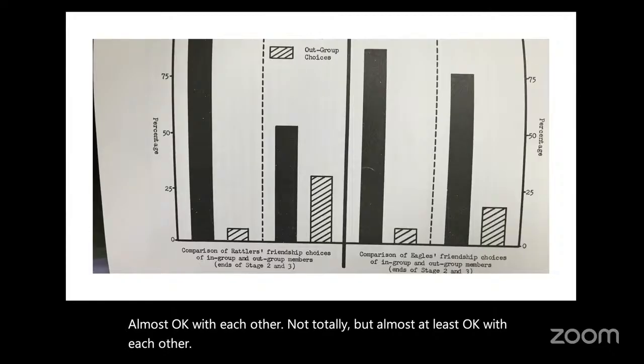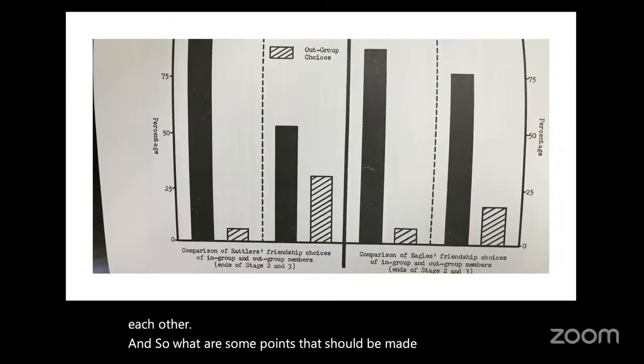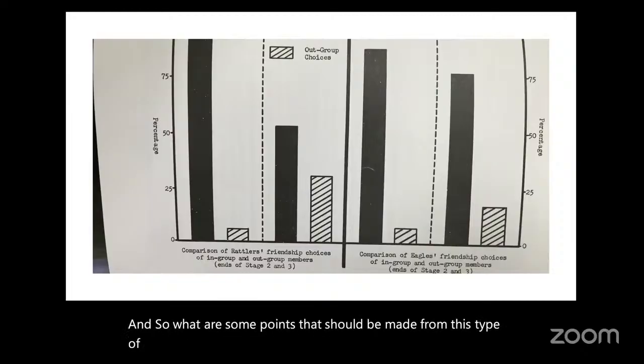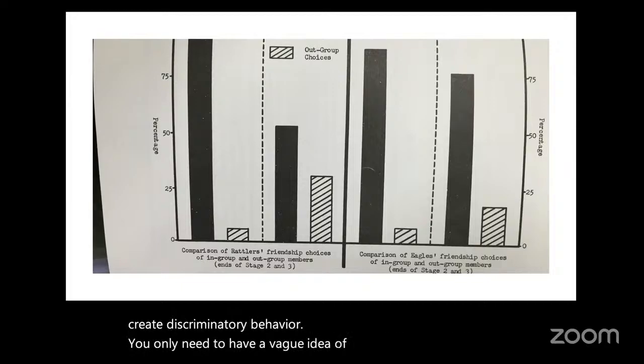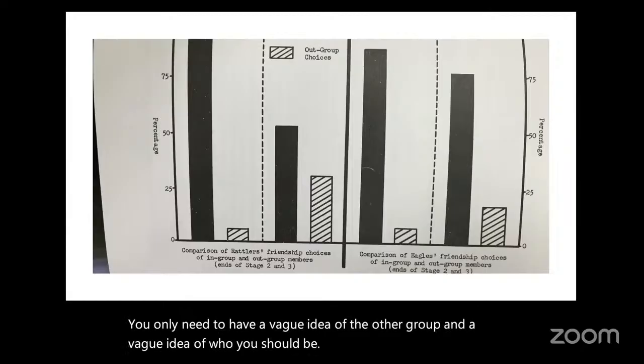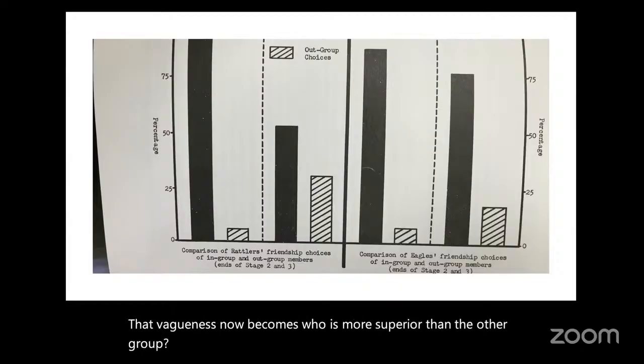And so, what are some points that should be made from this type of research? One, it only takes the most vague category in order to create discriminatory behavior. You only need to have a vague idea of the other group and a vague idea of who you should be. Two, competition. We talked about this at the beginning of the course about conflict theory. Once competition is in the mix, that vagueness now becomes who is more superior than the other group, who is the one in charge.